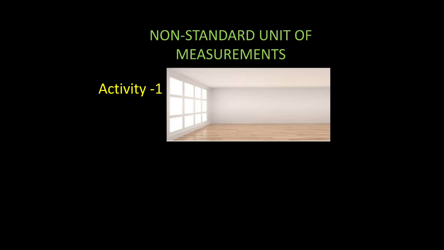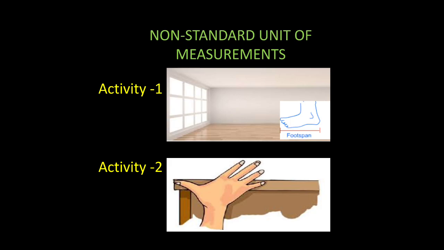You all have to measure the length and breadth of the classroom one by one using your foot span as your measuring unit. Your measuring unit here is foot span. At the end of the activity, we conclude that the length and breadth vary as the size of foot span is different. Okay. So now let us see activity number 2, which is also given on page number 98.